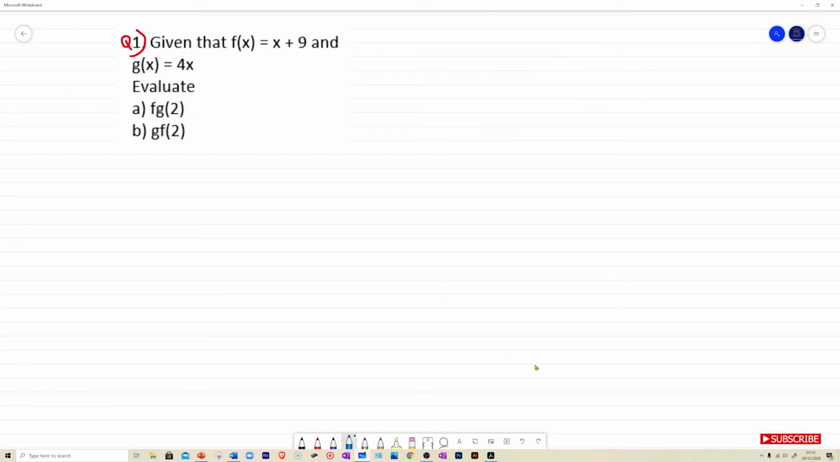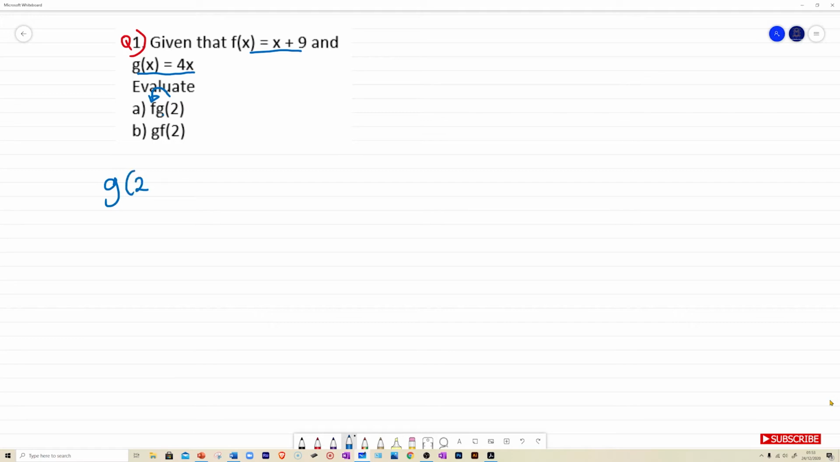So question 1, we're told f of x is equal to x plus 9 and g of x is equal to 4x. Evaluate, which means find the value of, a, fg of 2, b, gf of 2. So what does this mean? We need to find g of 2 and use that as an input and find what f of x is.